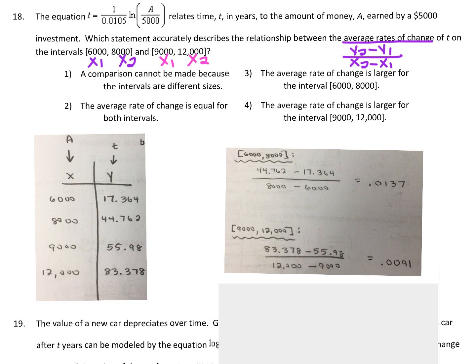Okay, so let's look at the answer choices. A comparison cannot be made because the intervals are different sizes. No. The average rate of change is equal for both intervals. Well, no, those are not equal. The average rate of change is larger for the interval from 6,000 to 8,000. Well, that's true because this is larger than that. And then choice 4 is out because it's saying that this one is larger than that. So choice 3 is going to be our answer.